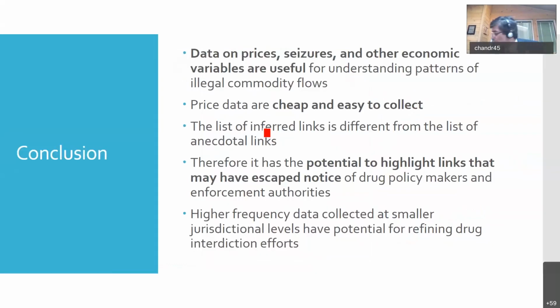Okay. So just by way of conclusion, we are coming close to one. I promised to end before then. Data on prices, seizures, and other economic variables are useful for understanding patterns of illegal commodity flows. We can actually validate a lot of what we see using what we know anecdotally and what we see on maps and in the news.